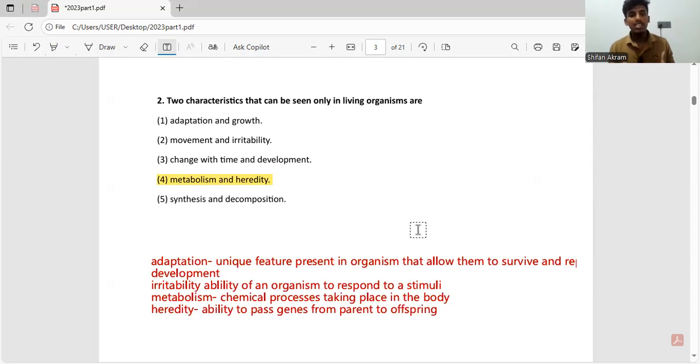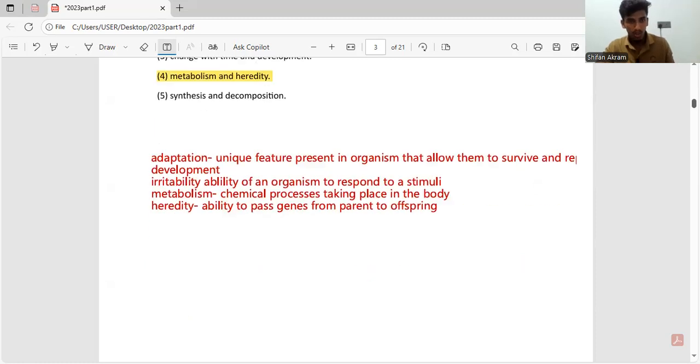Okay, finally we have synthesis and decomposition. Synthesis is the making up of substances, right? So synthesis can also be seen in non-living things, and decomposition also can be seen in non-living things. Decomposition is the breaking down of substances. Most of the chemical reactions break down substances, and it can also be seen in non-living things, which is wrong. So the correct answer is the fourth one.